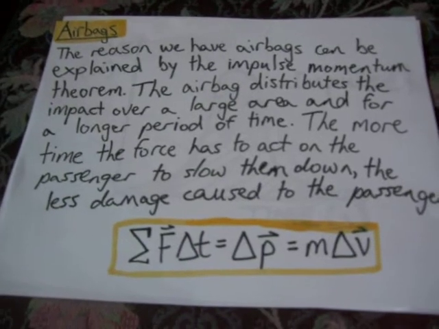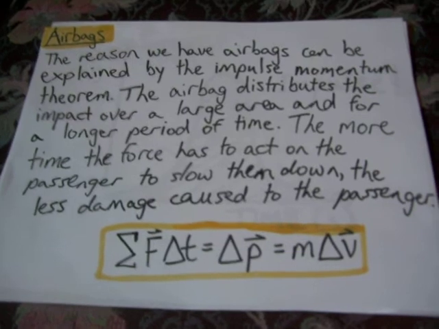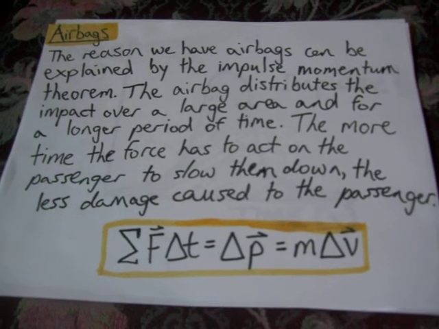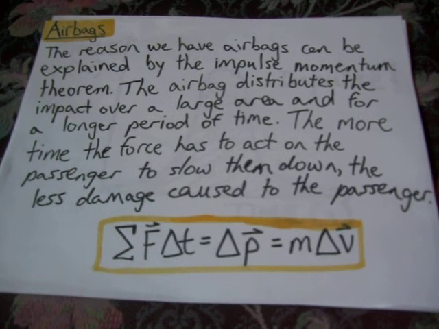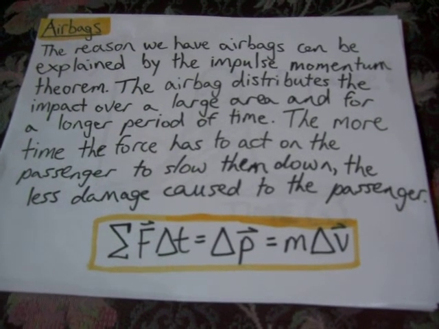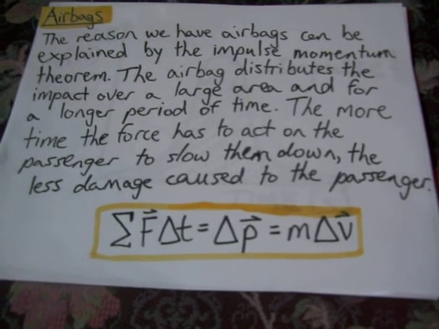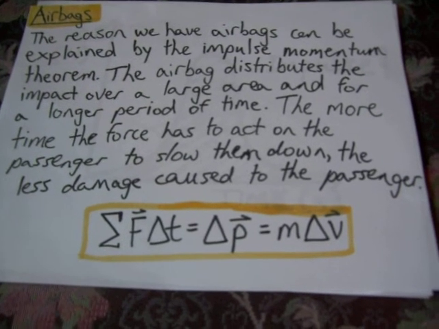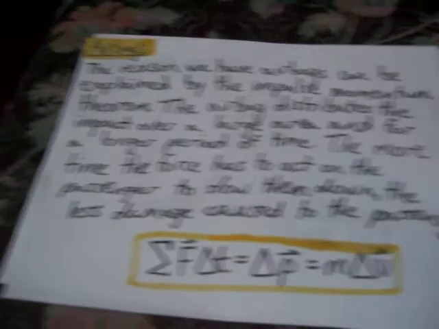The reason we have airbags can be explained by the impulse-momentum theorem. The airbag distributes the impact over a large area and for a longer period of time. The more time the force has to act on the passenger to slow them down, the less damage caused to the passenger. Net force times change in time is equal to the change in momentum, which is equal to mass times the change of velocity.